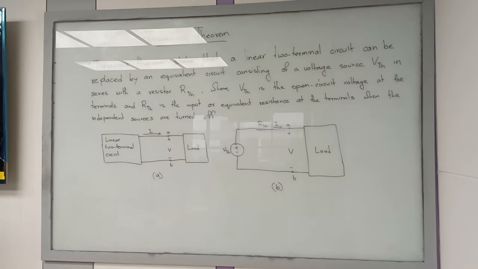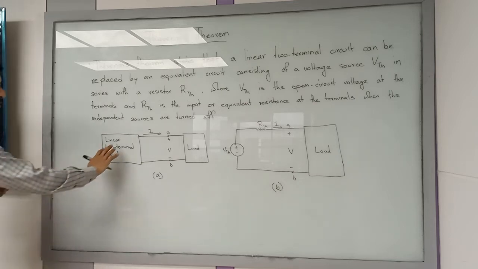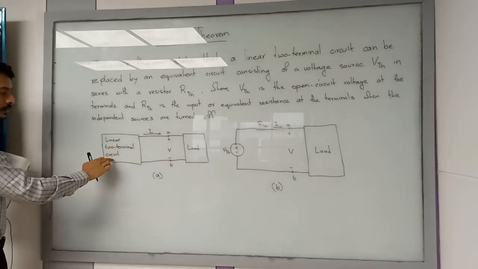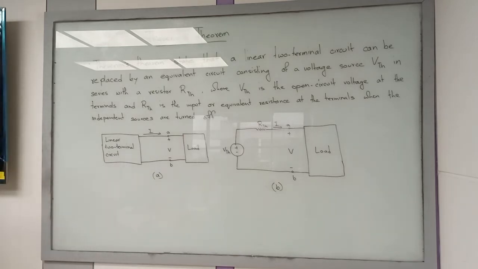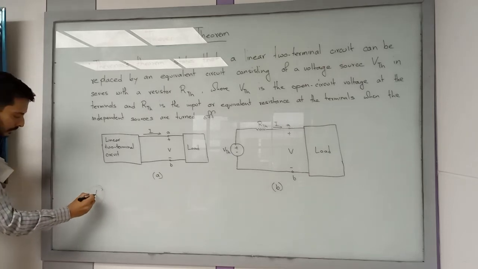So basically, the Thevenin theorem states that a linear two-terminal circuit can be replaced by an equivalent voltage source V Thevenin and an equivalent resistance R Thevenin. Okay, basically V Thevenin is the open circuit voltage. What do you mean by that? Suppose you have a circuit over here, okay, linear two-terminal circuit. It can be any circuit with two terminals, okay, a voltage source, then you have resistors, capacitors and everything over there, right? The linear circuit can be like this.